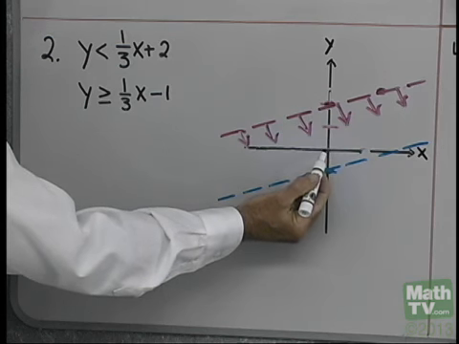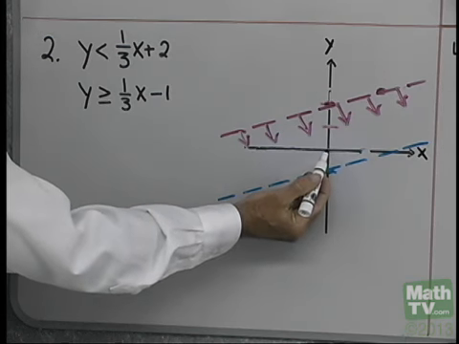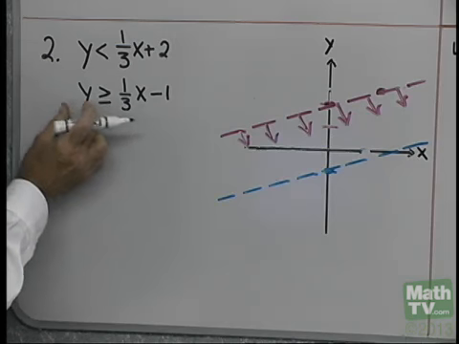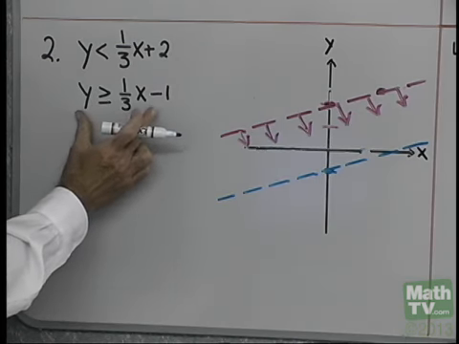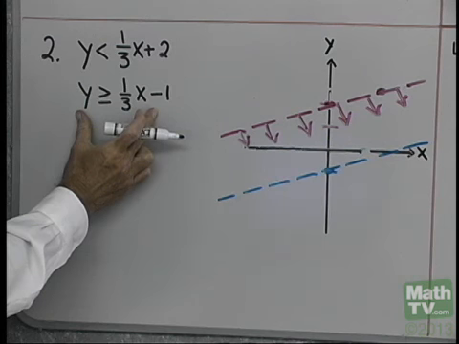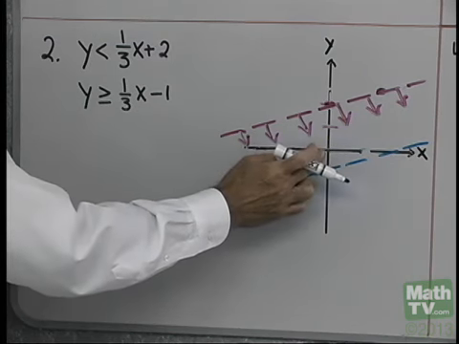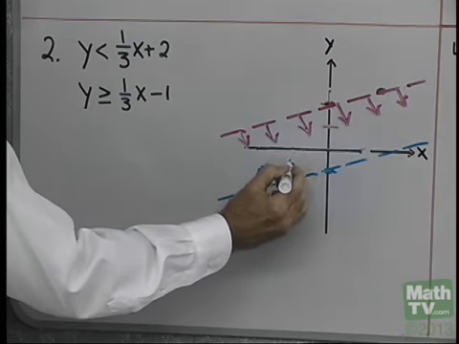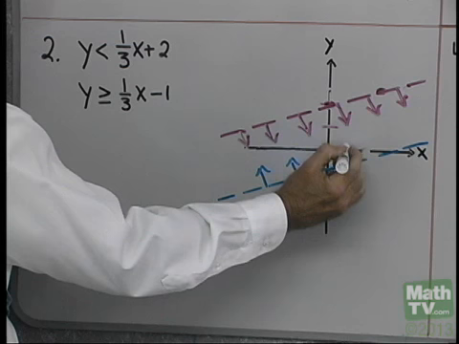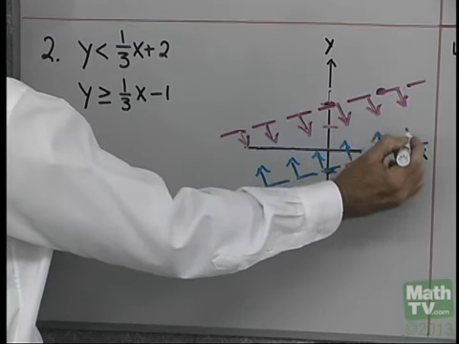Okay, again, the origin is not on the boundary line, so I can test its coordinates in my inequality. 0 greater than 0 minus 1. So is 0 greater than or equal to negative 1? The answer is yes. So I know the origin lies on the solution set side of this boundary. So the solution set is everything above the blue broken line.